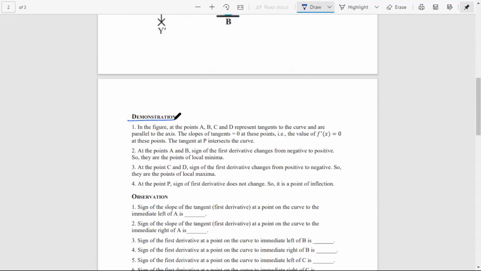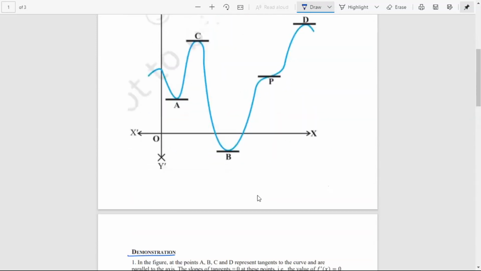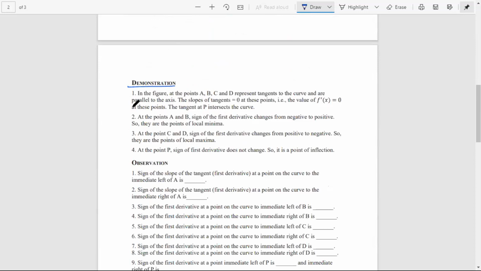In the figure, the points A, B, C, D represent tangents to the curve. What they are representing: tangents to the curve, and they are parallel to the x-axis. Parallel to the x-axis, did I tell you? f dash of x is 0. If it is parallel, the slope of the tangent will be 0. That is, the slope of the tangent at these points will be 0, and the value of f dash of x will be 0 at this point. That is, your first derivative will be 0. So the tangent at P intersects the curve.